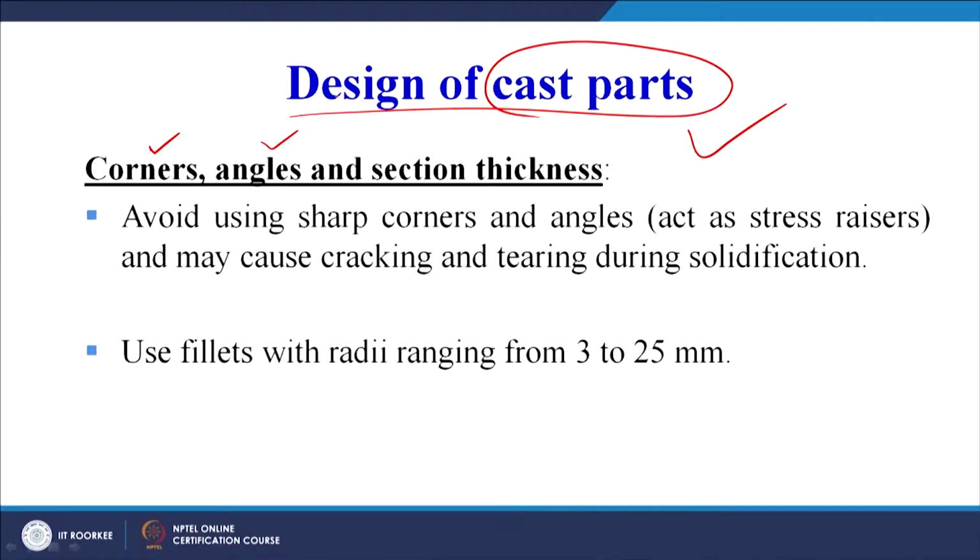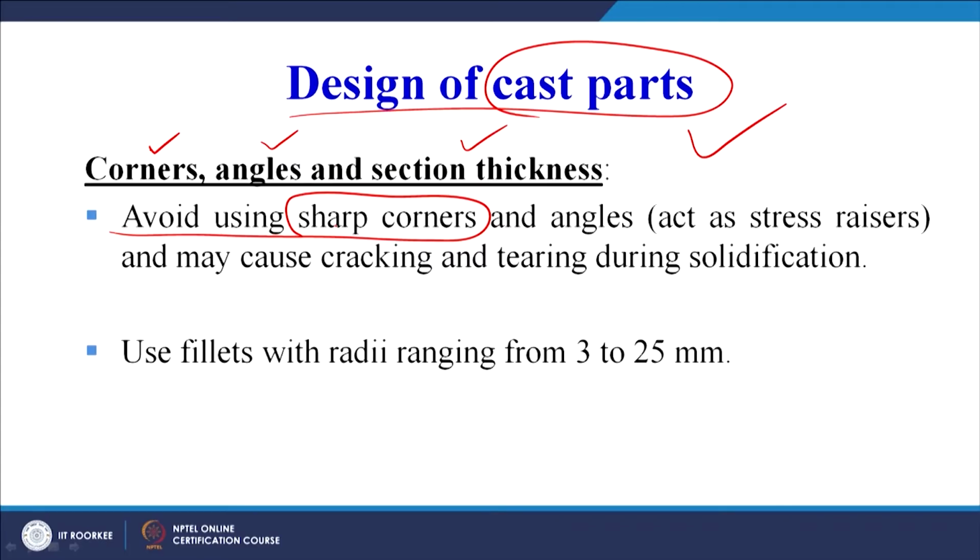Our course is focused on the guidelines which a product designer, who may not be a mechanical engineer, must know, that these guidelines must be kept in mind when the part has to be made in metal as well as by the casting process. So first thing is related to corners, angles and section thickness. Avoid using sharp corners, a very good guideline for product designers.